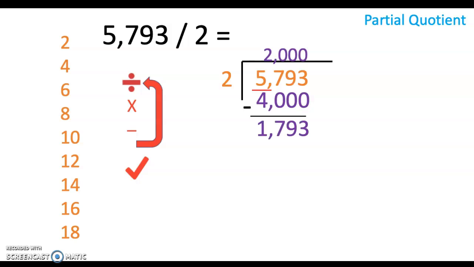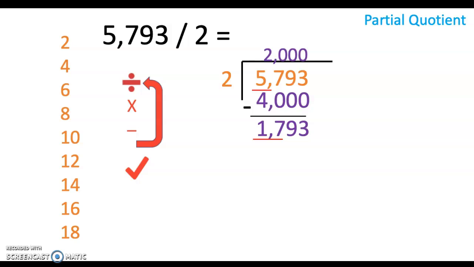When we subtract, we're left over with 1,793. So we just subtracted, so we're ready to repeat back to division. We already used our thousands place, so now we're in the hundreds, but we do have some left over from the thousands. So we have 17 babies and 2 people.